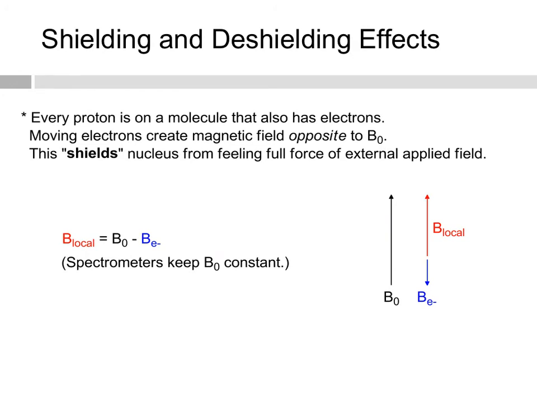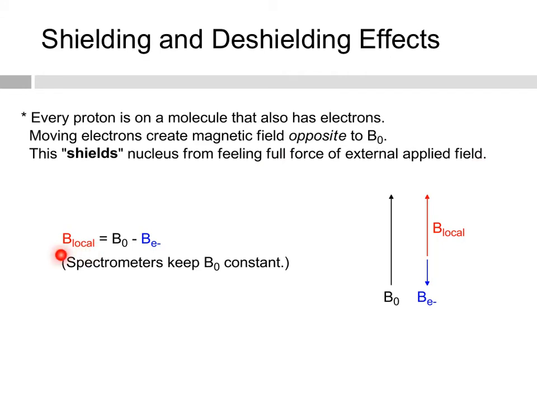Now, if every proton had the same delta E, we would receive only one signal in the NMR spectrum. We're lucky because every proton is on a molecule that also has electrons. Moving electrons create a magnetic field opposite to the externally applied field, and that shields the nucleus from the full force of the externally applied field.